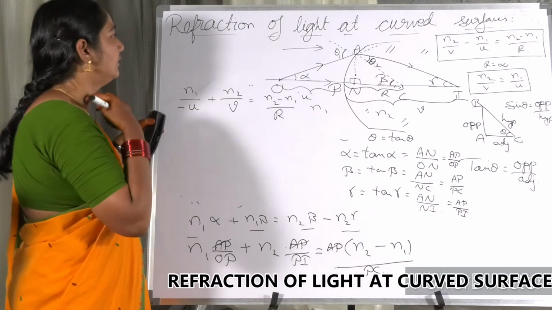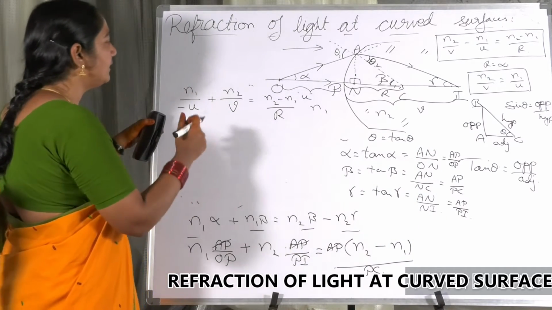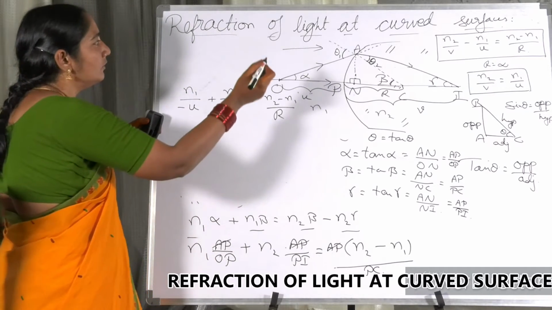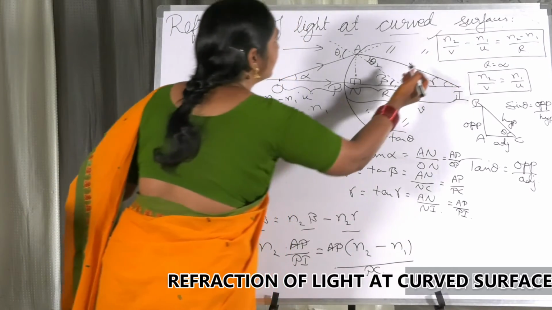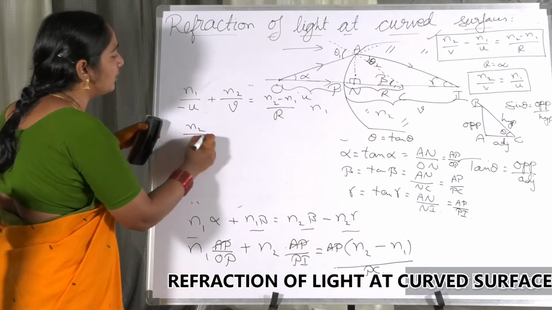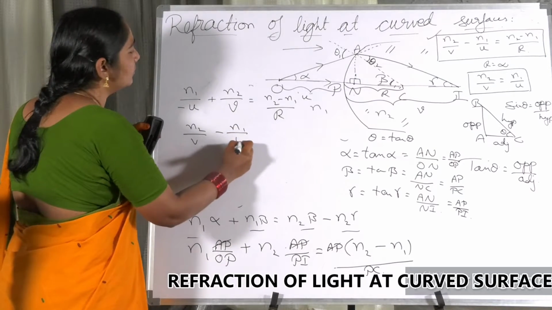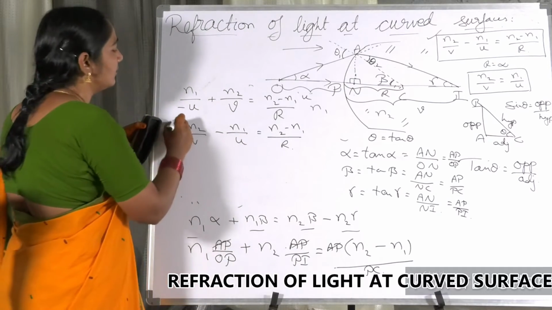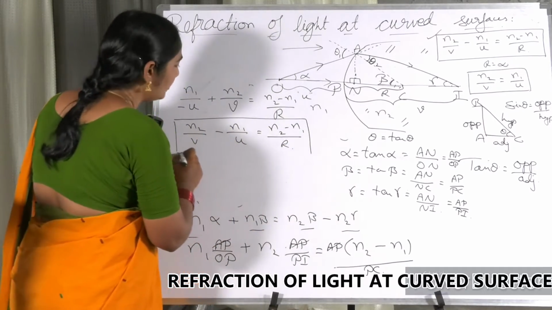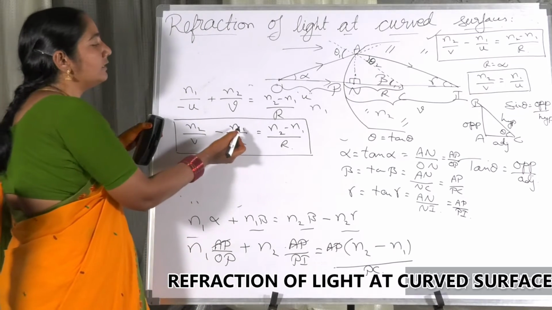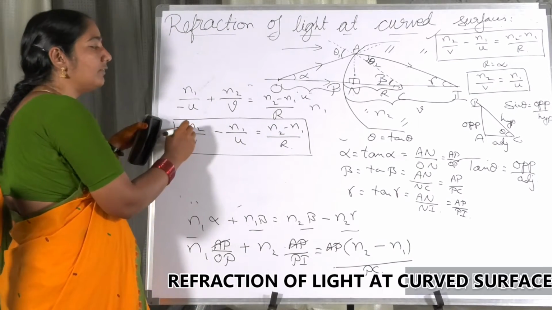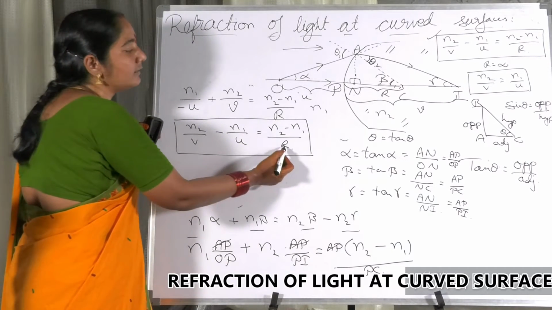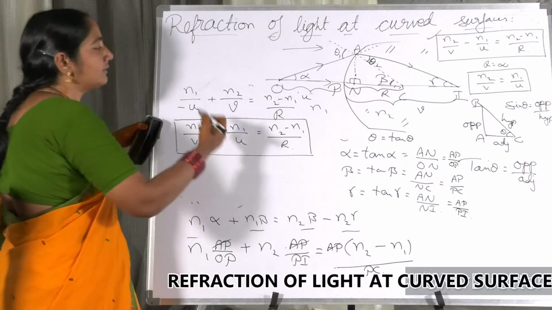So my dear friends, now you are getting an equation. Because this is a negative term, I can write it anywhere, it is the same. So finally we want to derive this equation. See, we already got it. That means N2 by V minus N1 by U is equal to N2 minus N1 by R. This is the relation, where N1 is the refractive index of the rarer medium, N2 is the refractive index of the denser medium, U is the object distance, V is the image distance, R is the radius of curvature. We got a derivation relating these quantities.